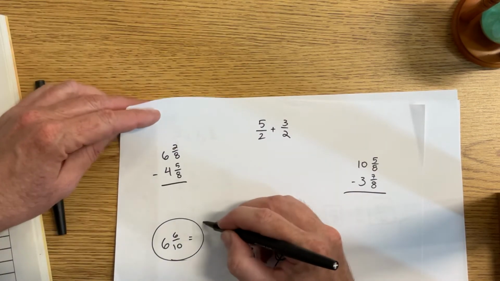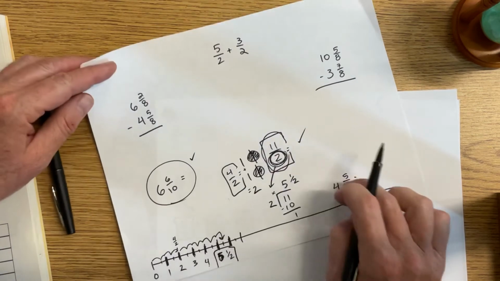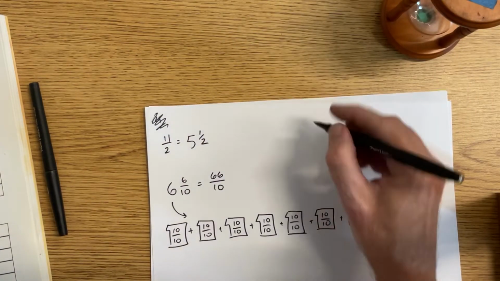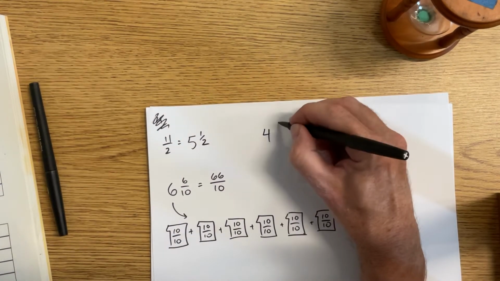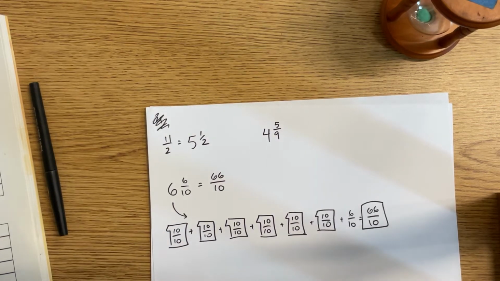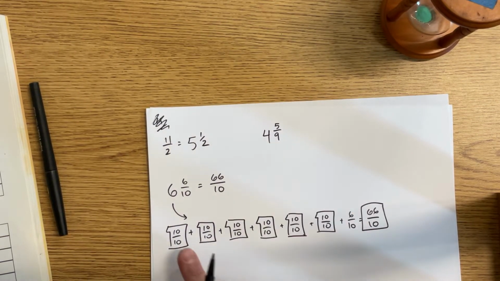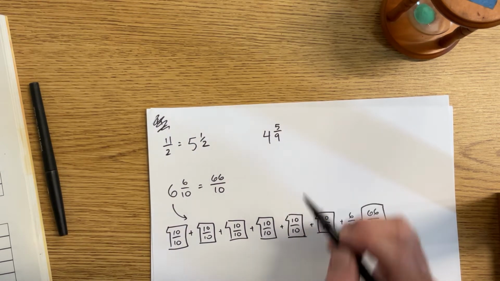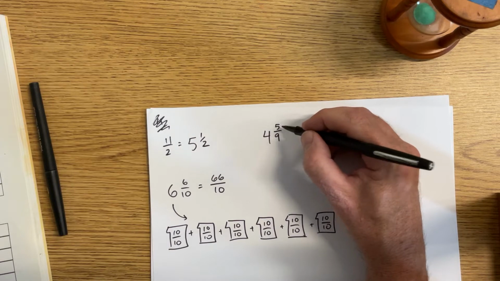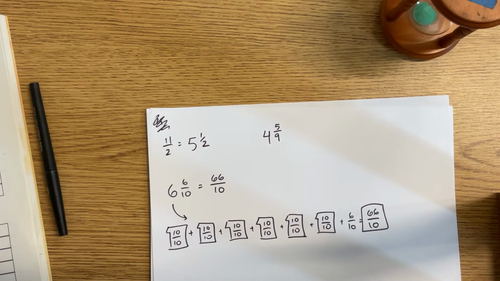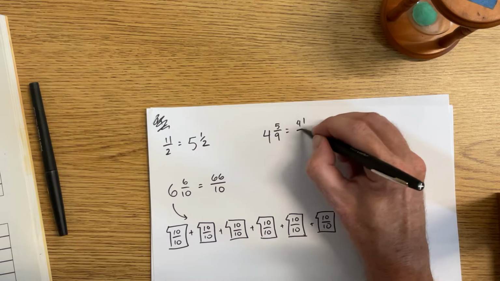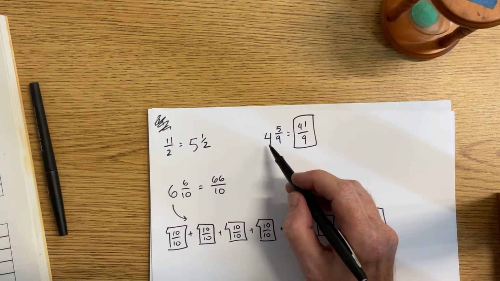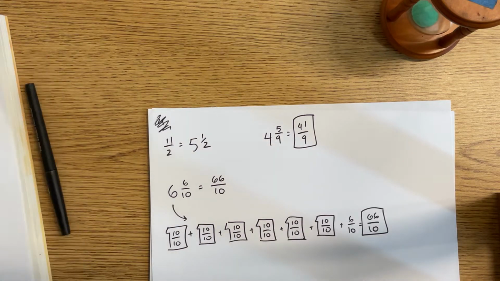We got this one and that one. How about this last one? 4 and 5 ninths. Oh, that's already been 5 minutes. So 4 and 5 ninths is much the same. And this 4, again, I could do 9 ninths, 9 ninths, 9 ninths, 9 ninths 4 times. Or I could say this times this is 36 plus 5 more. 37, 38, 39, 40, 41. 4 and 5 ninths is 41 ninths.